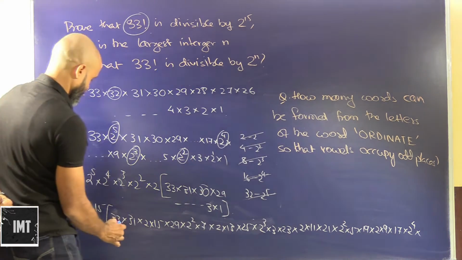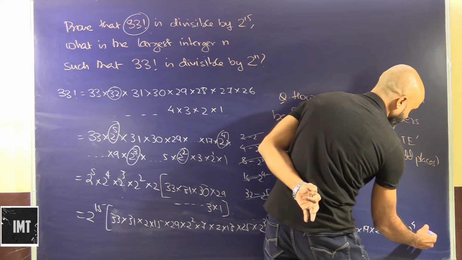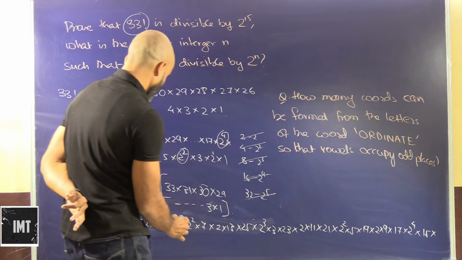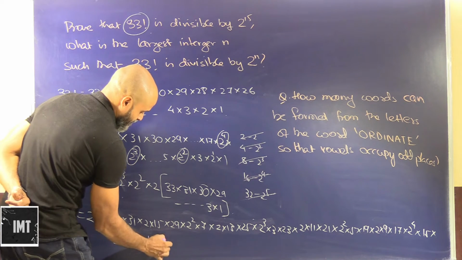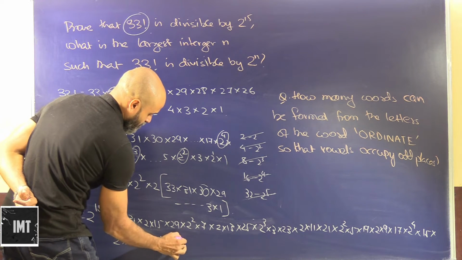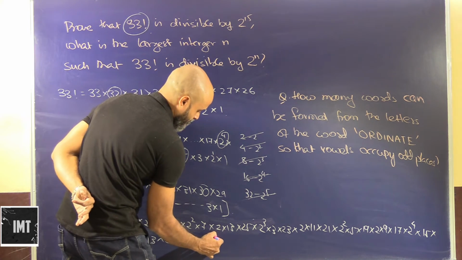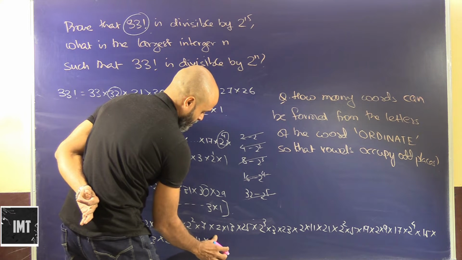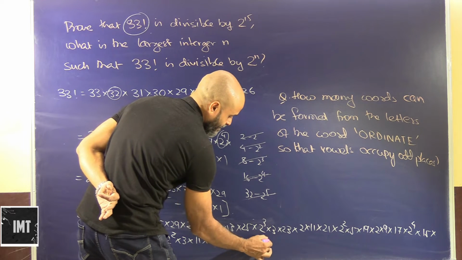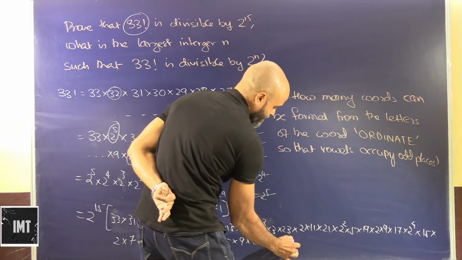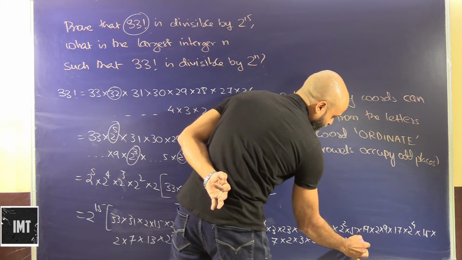We have 14, 16, then we have 15, 16, 17, 16, 15, then we have 14, 2 into 7, then we have 13, then we have 12, then we have 11, then we have 10, 10 is 2 into 5, then we have 9, then we have 8, then we have 7, then we have 6, then we have 5, then we have 4, then we have 3, then we have 2 is already taken out.